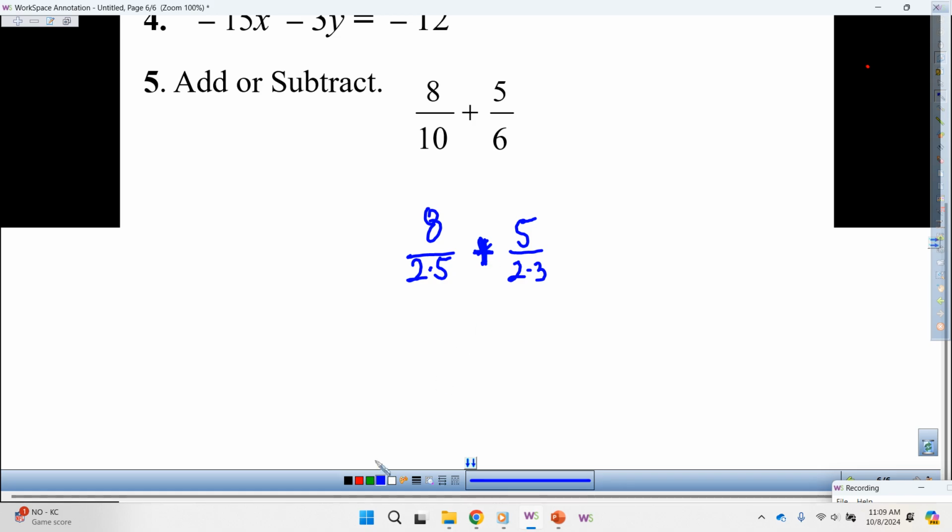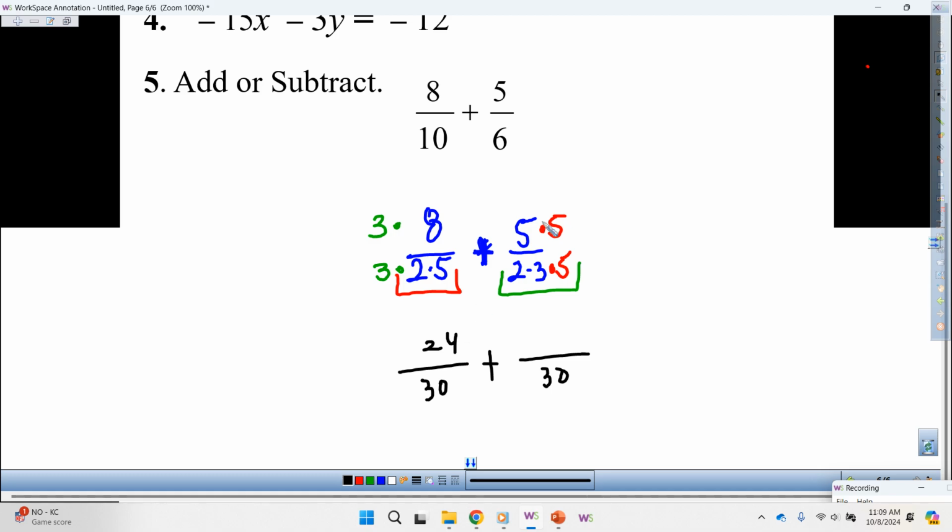Okay. So here we go. What does this denominator have that this one needs? A 5, right? So times 5 times 5. So now in order for the denominator to look the same, what does this one have that this one needs? The 3. So times 3 times 3. So let's write this with a common denominator. This is 30, 30. This is 24, and this is 25. Common denominator of 30. So that is 49 over 30. You can leave it like that.